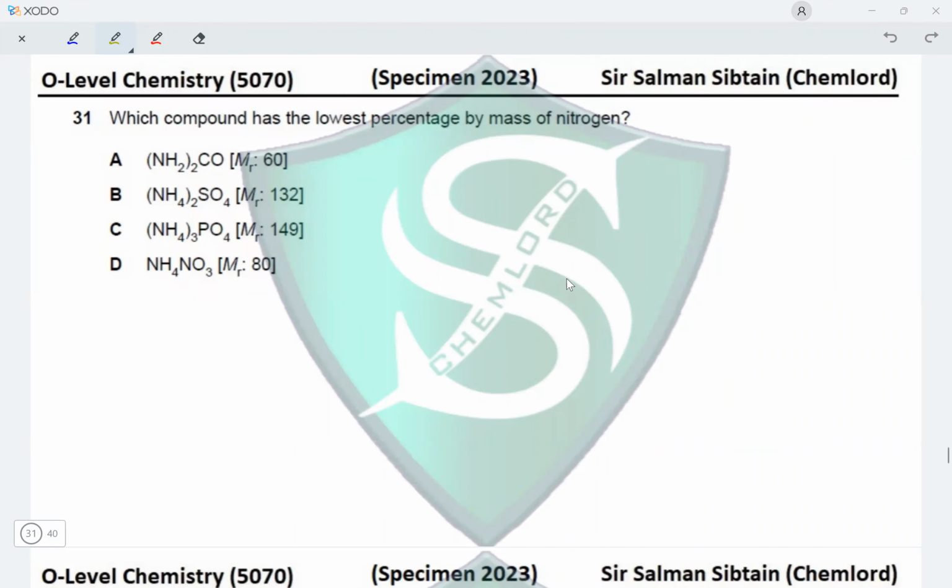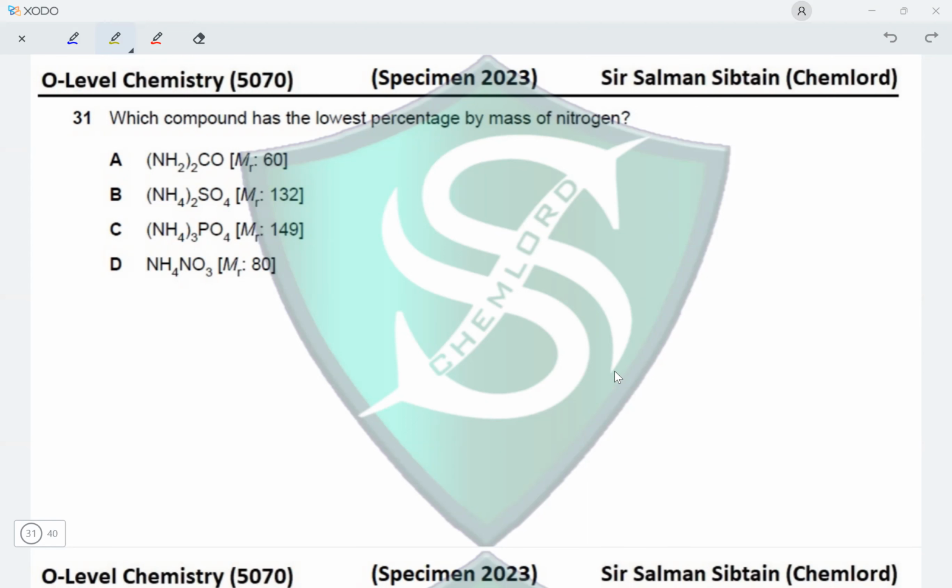Hi guys, this is O-Level Chemistry, Paper 1, Specimen 2023, Question 31. Which compound has the lowest percentage by mass of nitrogen? So the MR of the compounds are given. We need to find out the percentage of nitrogen present in each compound. In order to do that, what we must do is calculate the number of nitrogen atoms present and then multiply it by the mass of nitrogen, which is 14.